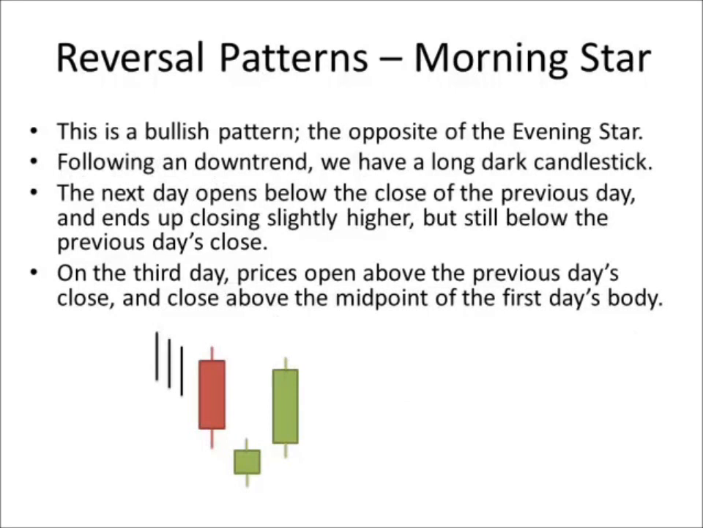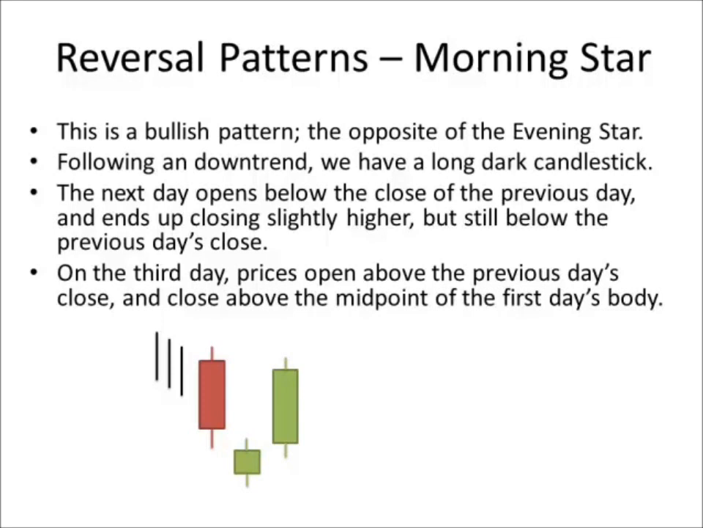Reversal patterns: morning star. This is the last and final reversal pattern we will discuss. After this, we will move on to look at a couple of continuation patterns. Now, the morning star pattern is a bullish reversal pattern, and it is the exact opposite of the evening star. So just like we had the dark cloud cover and the piercing line as opposites, we have the evening star and the morning star as opposites as well. So this should be fairly straightforward to understand.